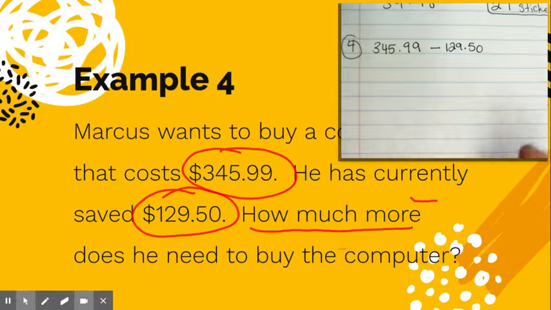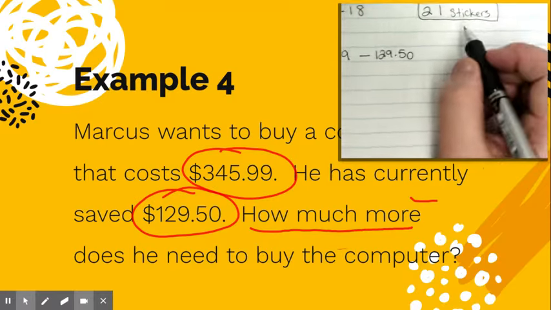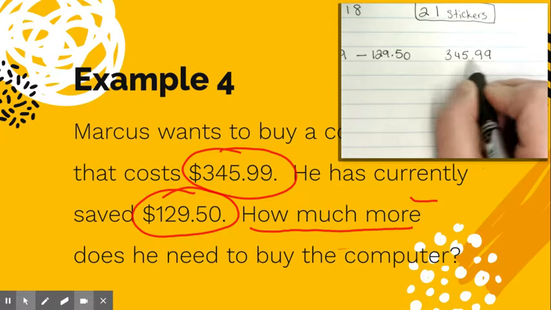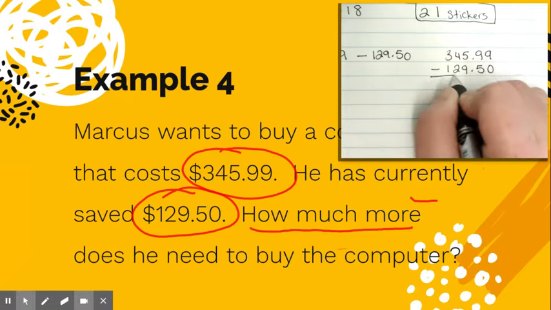Okay, so we're subtracting the two numbers to find out how much more he needs. So I'm going to do 345.99 minus 129.50. Okay, well, let's start.